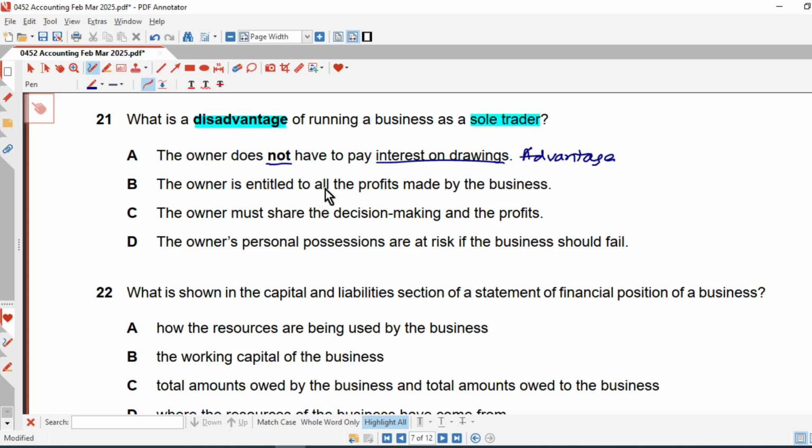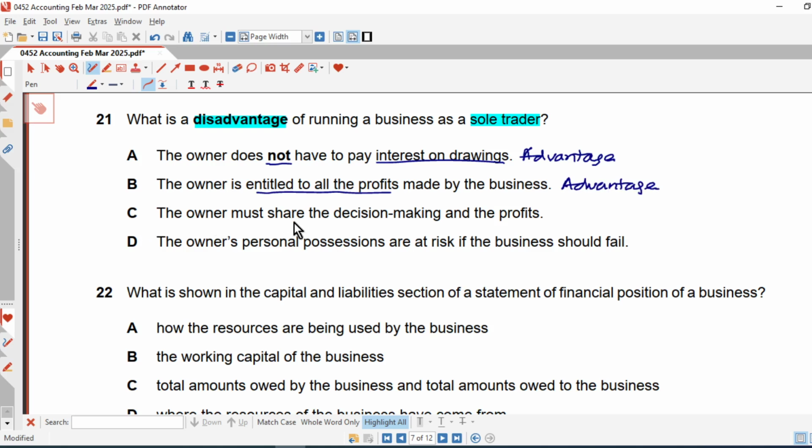The owner is entitled to all the profits made by the business. Is that a bad thing? Well, it is if you hate money. But yeah, it is an advantage, not a disadvantage.